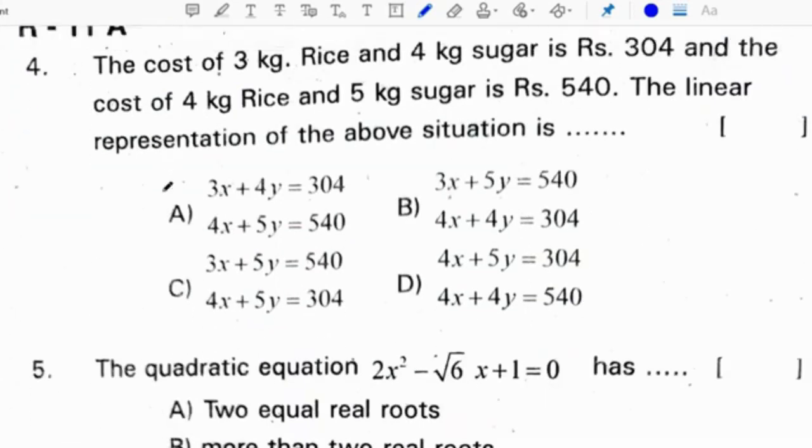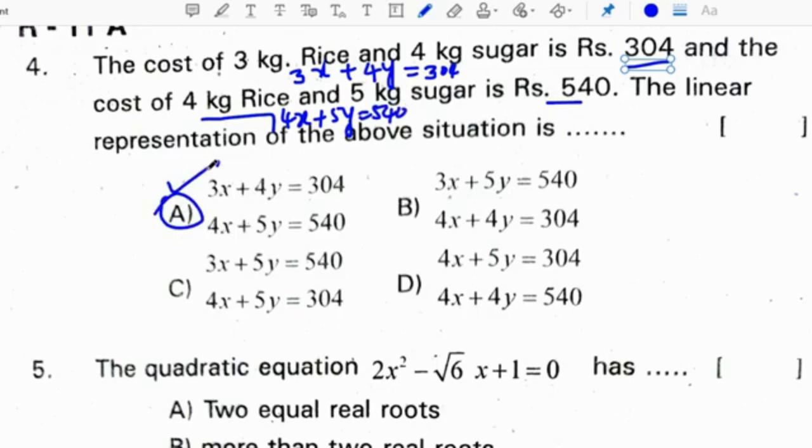The cost of 3 kg rice and 4 kg sugar is 304, and the cost of 4 kg rice and 5 kg sugar is 540. The linear equation for the above situation is. Let us take rice as x and sugar as y. So 3x plus 4y is equal to 304, and 4x plus 5y is equal to 540. So the correct option will be option A.